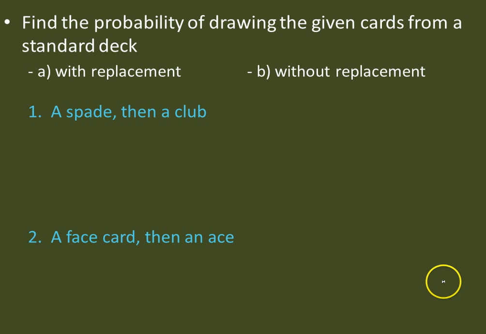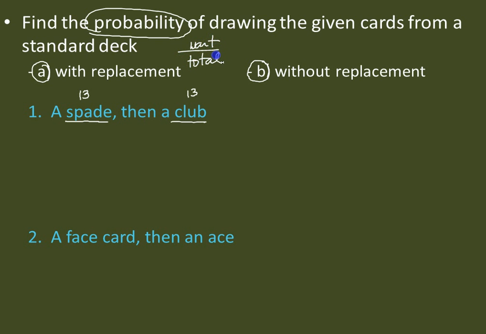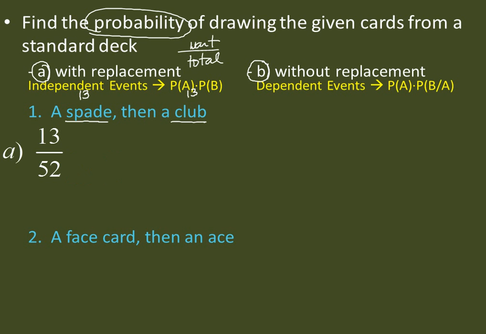So a couple examples. Find the probability of drawing the given cards from a standard deck, and we're going to do this two different ways. We're going to do this with A, with replacement, and B, without replacement. So A, with replacement. What's the probability of drawing a spade? Well, a spade is one of the suits, right? So there's 13. Then how about a club? There's also 13. And we're talking about probability, so it's always what you want over the total. So how am I going to write this out? Probability of drawing a spade is 13 out of 52.